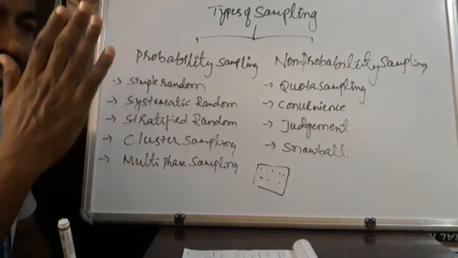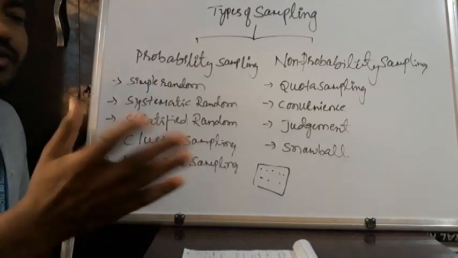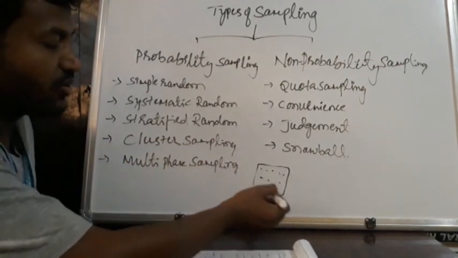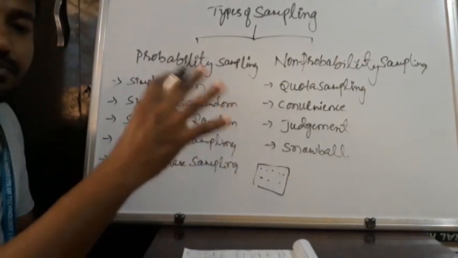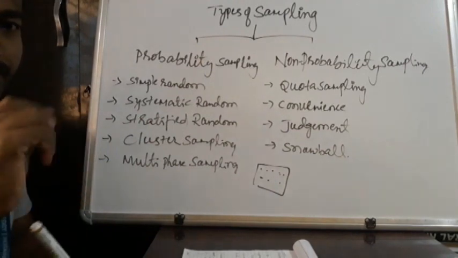There is no check whether he is a buyer or customer, or whether he is capable of buying it or not. You never think of all those things. You just pick randomly, like I said, out of 10 balls you can pick any one. Simply and randomly, you pick the people as samples. So it is called simple random sampling.